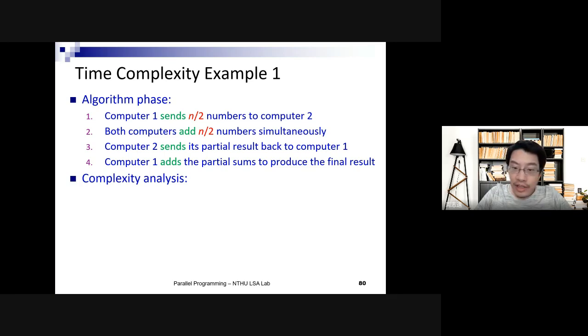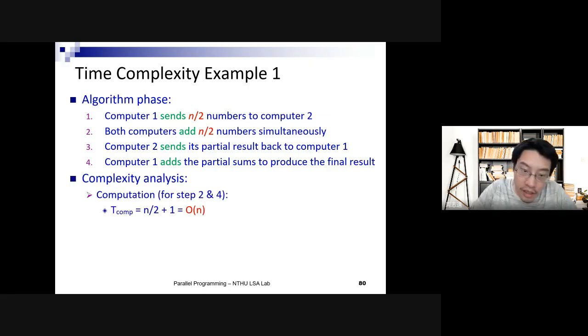And in this example, what we did is, first of all, we assumed the numbers are only located at computer 1. So computer 1 needs to send half of the numbers to computer 2, so we can do those things in parallel, right? And after receiving the numbers, both computers can now calculate the partial sum of their local numbers, right? And of course, they each have n divided by 2 numbers to add. And after you have the partial sum, computer 2 will send that result, that single integer, back to computer 1. And computer 1 simply adds those two partial results together to get the final result. Okay. All right.